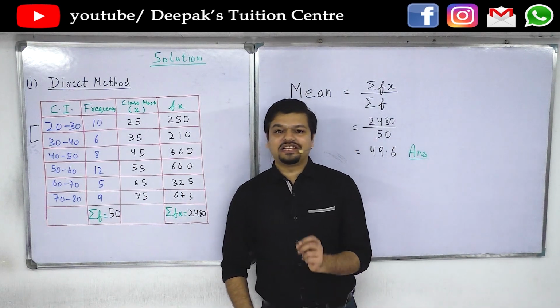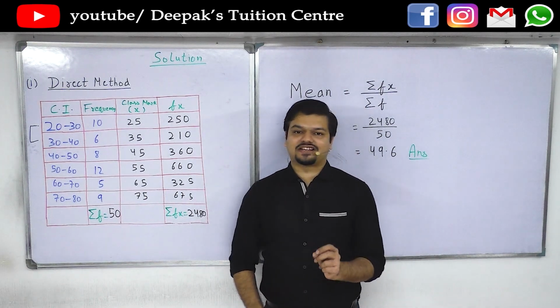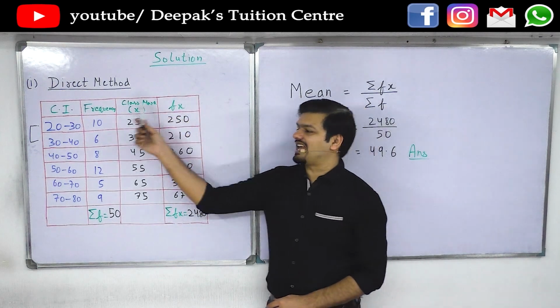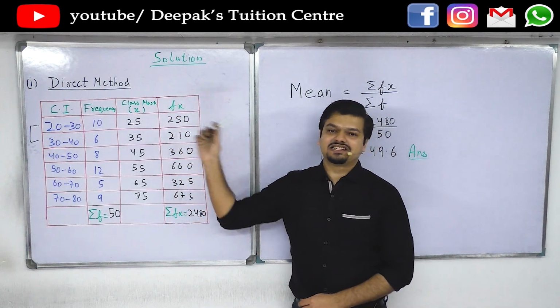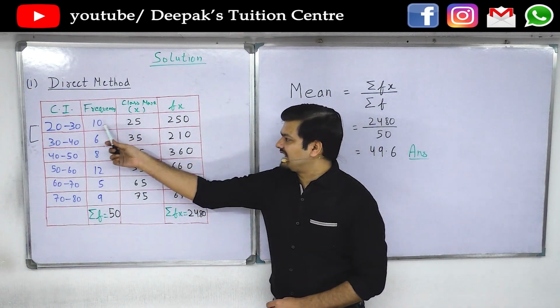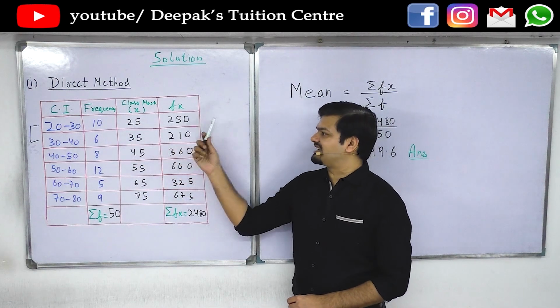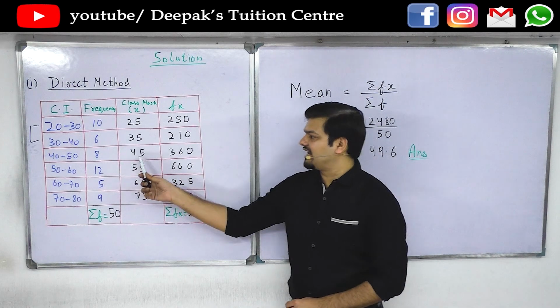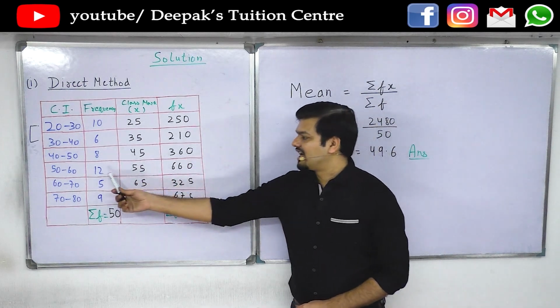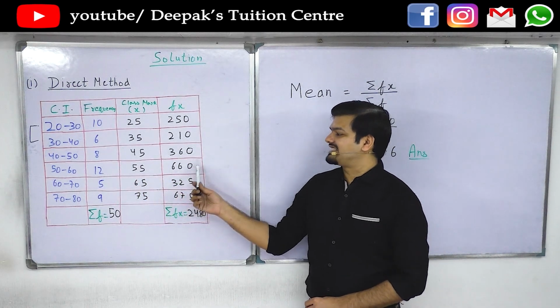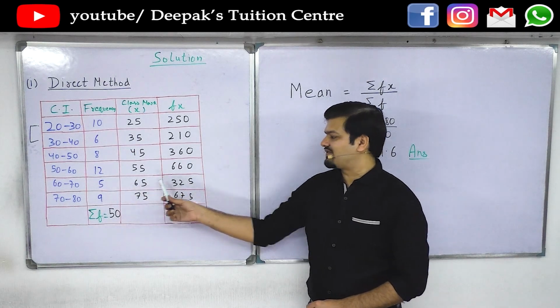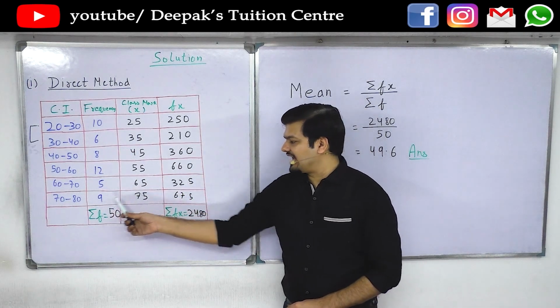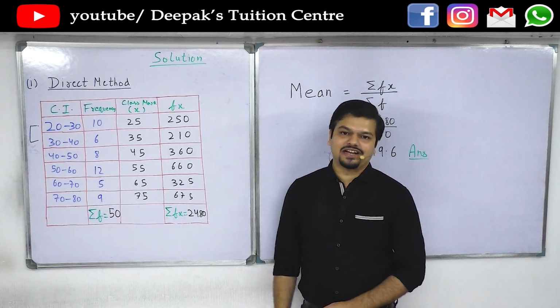In direct method, we need to create a column for fx. So fx, that is f into x, just as we did in simple grouped data. So 10 into 25, that is 250, 6 into 35, that is 210, 8 into 45, that is 360, 12 into 55, that is 660, 5 into 65, that is 325, 9 into 75, that is 675.